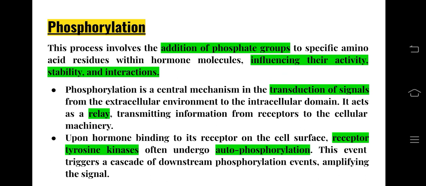Then phosphorylation is a central mechanism in the transduction of signals. We know that from the extracellular environment to the intracellular domain. It acts as a relay, transmitting information from receptors to the cellular machinery. Upon hormone binding to its receptors on the cell surface, receptor tyrosine kinase often undergoes autophosphorylation. This event triggers a cascade of downstream phosphorylation events, amplifying the signal. So, this phosphorylation is very important in case of transduction of signals, and this acts as a relay.